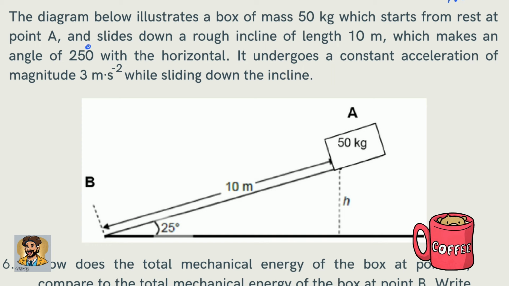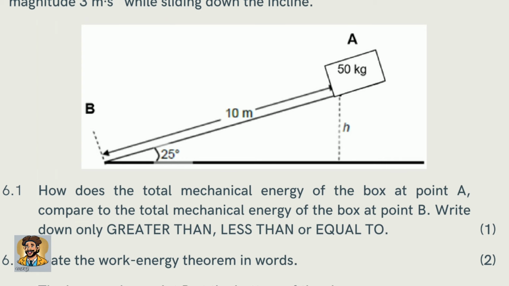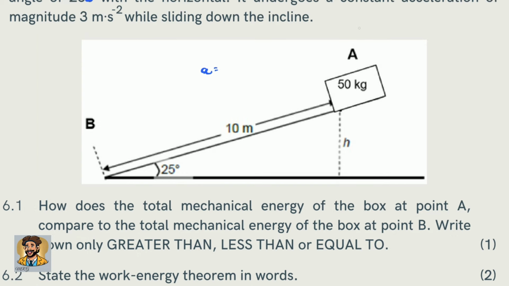That is the angle with the horizontal, there. It undergoes a constant acceleration of magnitude 3 meters per second square while sliding down the incline. The only thing I'm going to write is the acceleration is equal to 3 meters per second square down. I'm not going to write the word, I'm going to rather draw a line. The acceleration is in that direction.